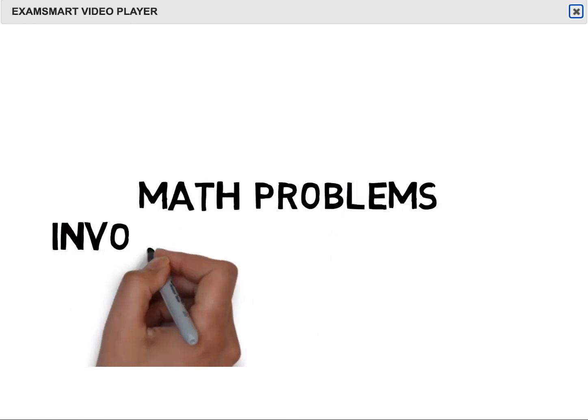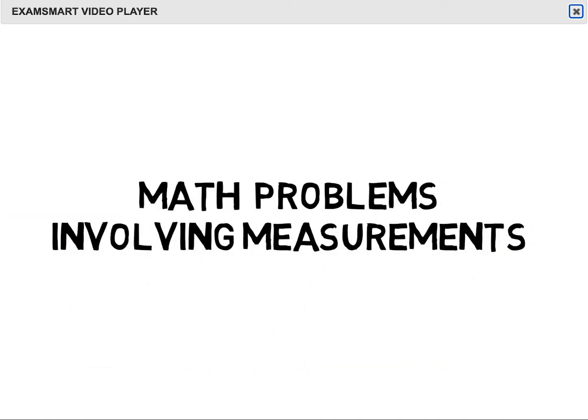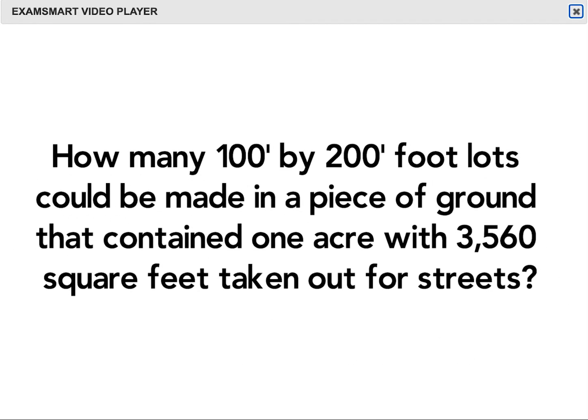Let's tackle some math problems involving measurements. A problem might say how many 100 by 200 foot lots could be made in a piece of ground that contains 1 acre with 3,560 square feet taken out for streets.